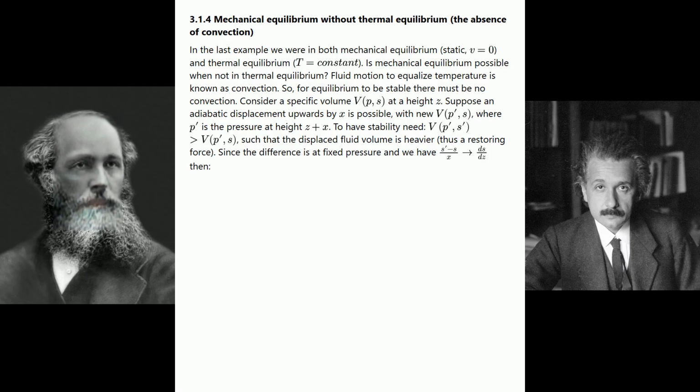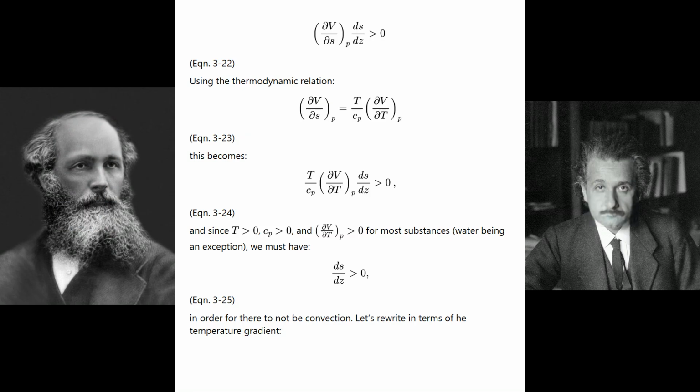Since the difference is at fixed pressure and we have the fraction with numerator S' minus S and denominator x, the derivative of S with respect to Z, then see equation 3-22. Using the thermodynamic relation, see equation 3-23. This becomes, see equation 3-24. And since T is greater than 0, C sub P is greater than 0, and the partial derivative of V with respect to T at constant P is greater than 0 for most substances, water being an exception, we must have, see equation 3-25.